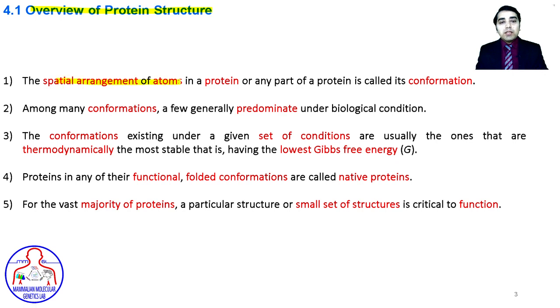Overview of protein structure. The spatial arrangement of the atoms in a protein is called its conformation. Among the many conformations of a protein, only a few predominate under certain biological conditions. The conformation that a protein achieves depends upon the Gibbs free energy, which must be lowest, and it should be thermodynamically stable. A protein in any of its functional folded conformations is called a native protein. For a vast majority of proteins, only a small set of structures are critical for their function.